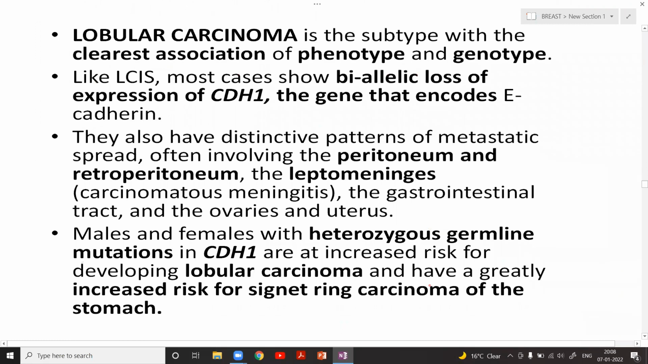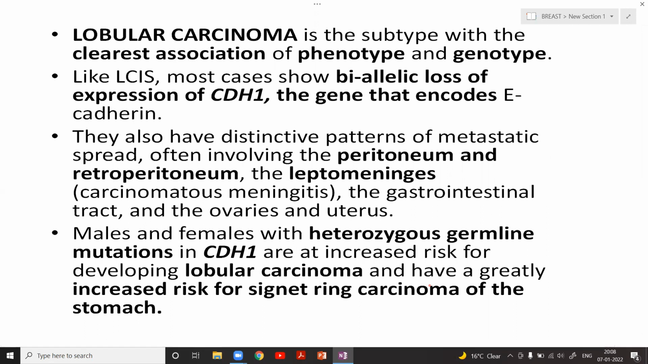I'm not going into this part because we have already discussed it 2-3 times before about lobular carcinoma. What is the loss of expression of CDH1? That is the gene which encodes E-cadherin. So we have already discussed this part. What is the cause of the characteristic presentation in lobular carcinoma of the breast? It is the loss of CDH1 expression, the gene responsible for expression of E-cadherin.